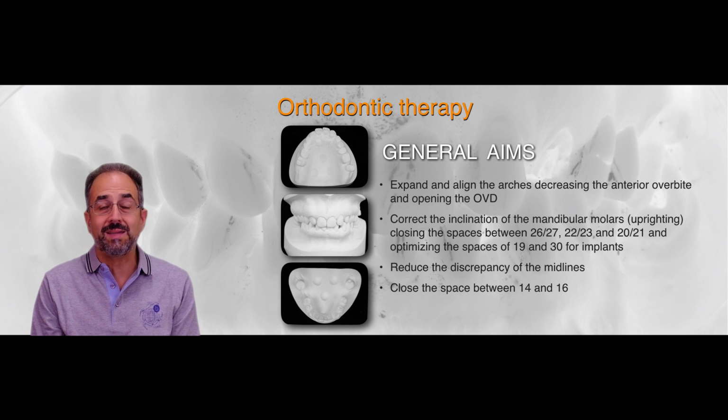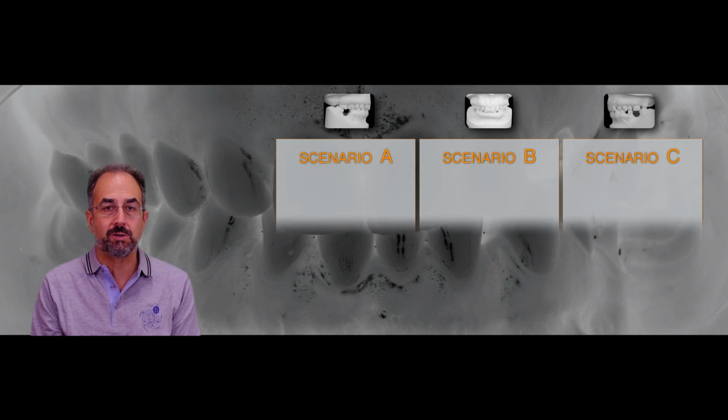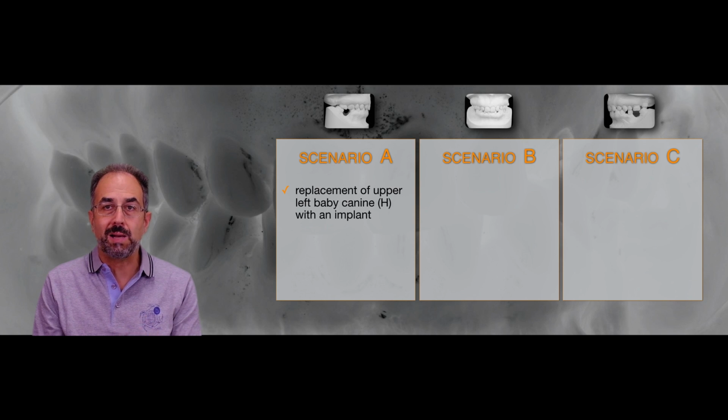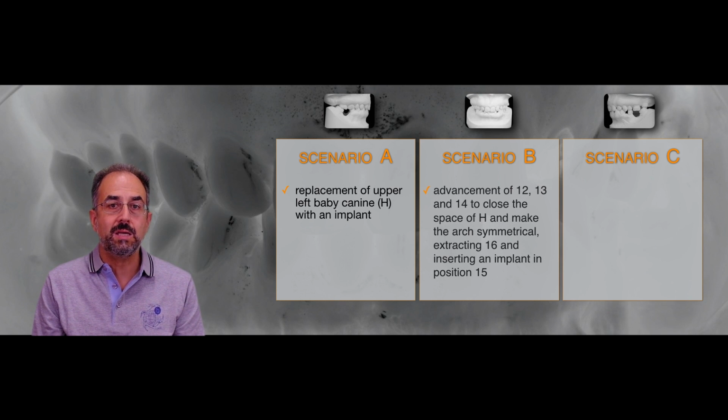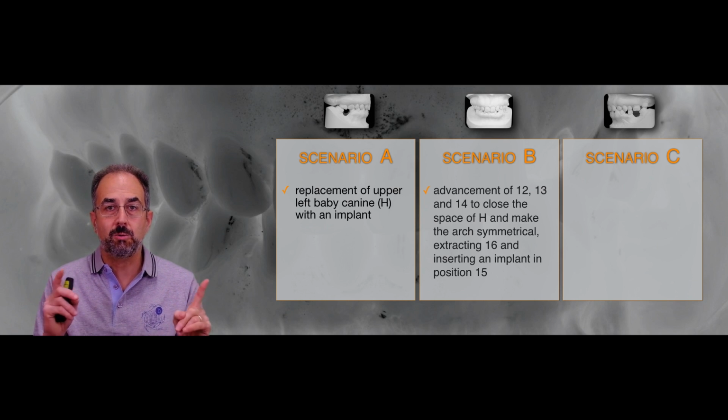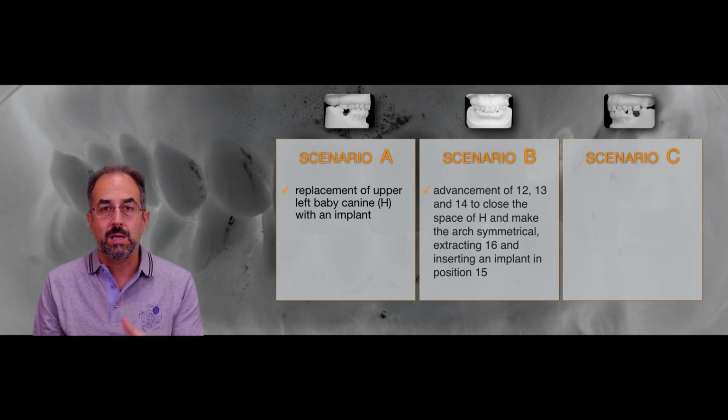So basically we came up with 3 possible scenarios for our patient. Scenario number A is the replacement of the upper left canine with an implant, and we are not going to do any orthodontic movement mesiodistally of the maxillary arch. In scenario B, instead, we were thinking about advancing the left side so that the 2 sides, right and left, would be symmetrical. This is definitely not easy, but this is what we were thinking about doing, and then by opening up a space in 15, we would place an implant there.